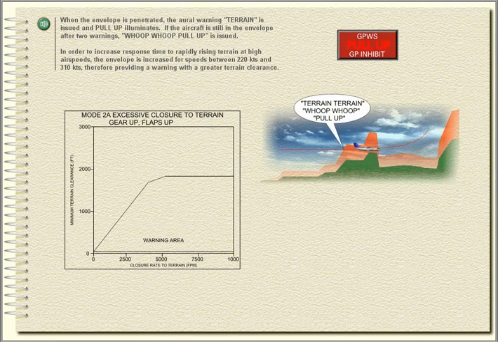Terrain. Terrain. Pull up. In order to increase response time to rapidly rising terrain at high air speeds, the envelope is increased for speeds between 220 knots and 310 knots, therefore providing a warning with a greater terrain clearance.